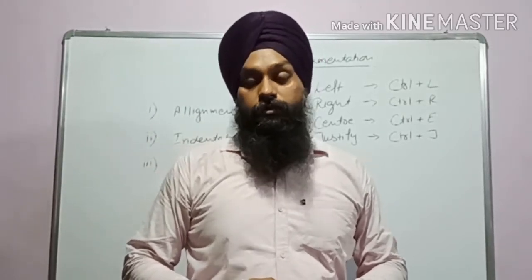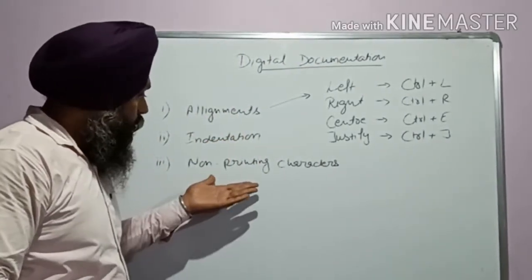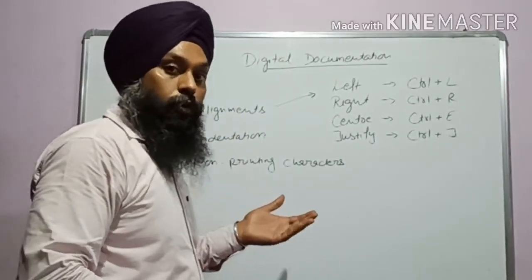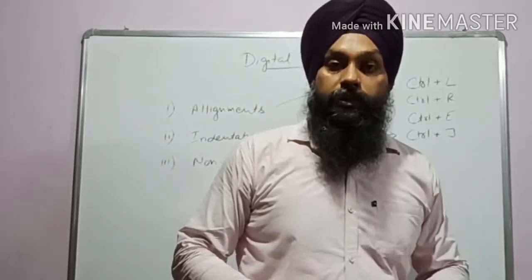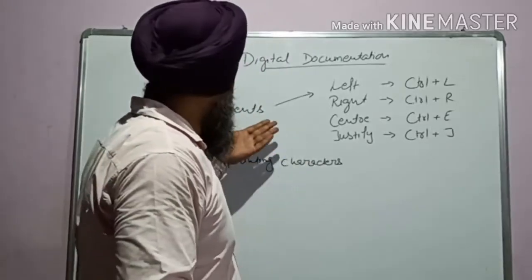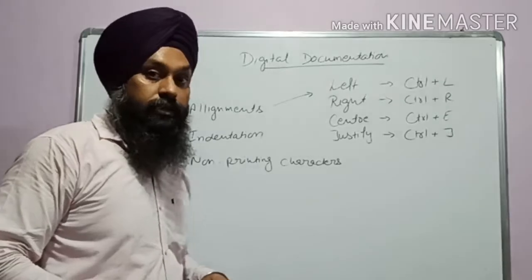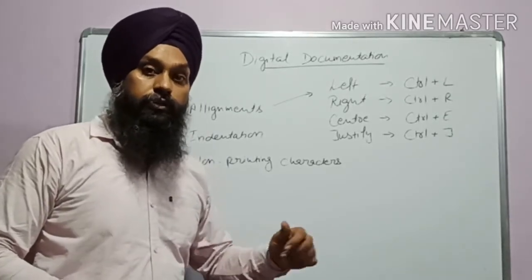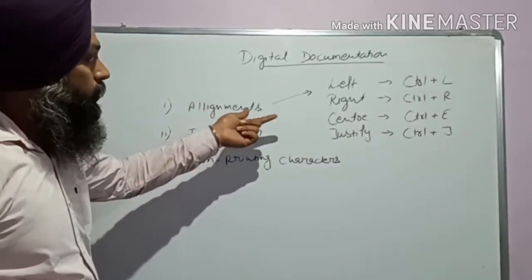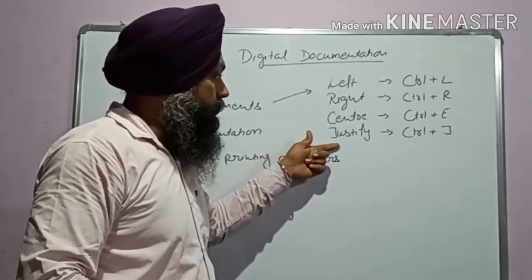Today in our computer class, we will discuss alignments, indentation, and non-printing characters. These options are under the Home tab and in the Paragraph group. First of all, we will discuss alignments. Alignment is the placement of the text within our page of the MS document. Here we have four types of alignments, namely left, right, center and justify.